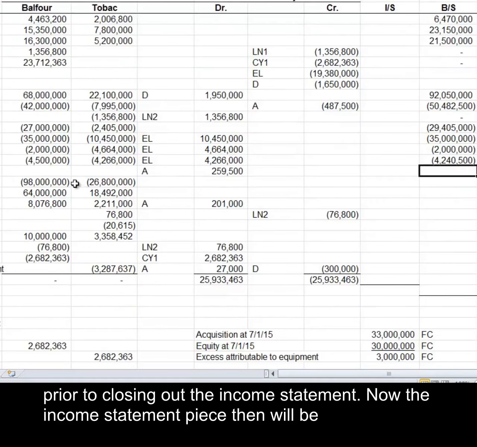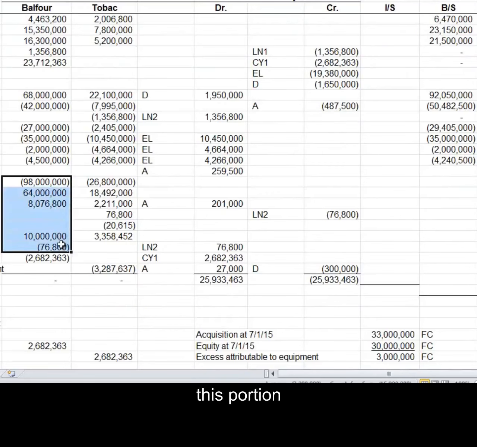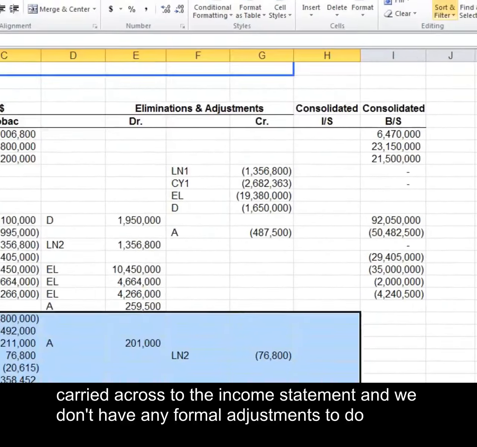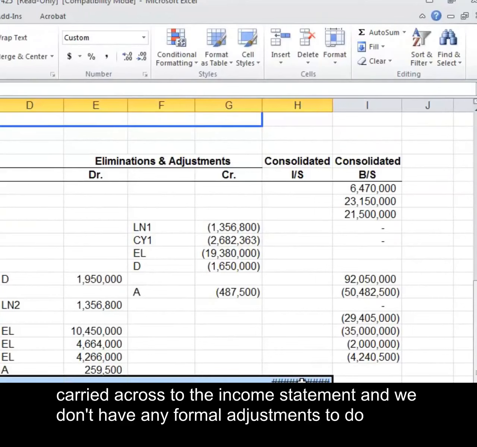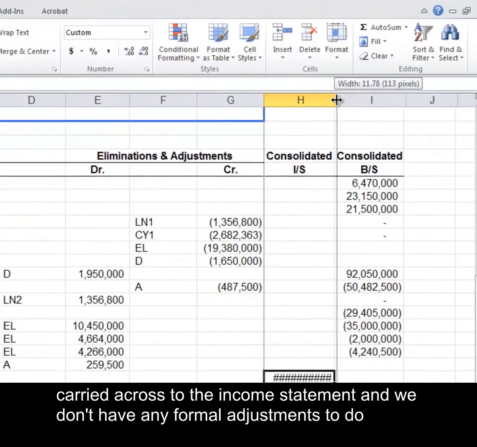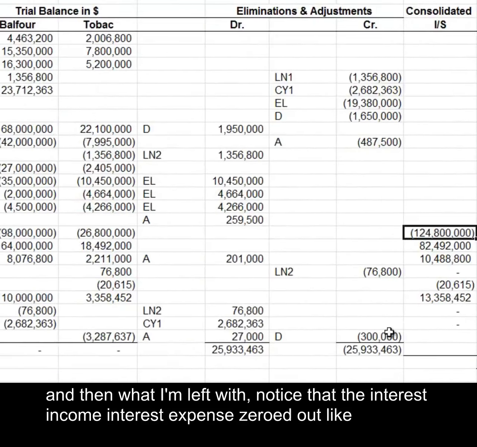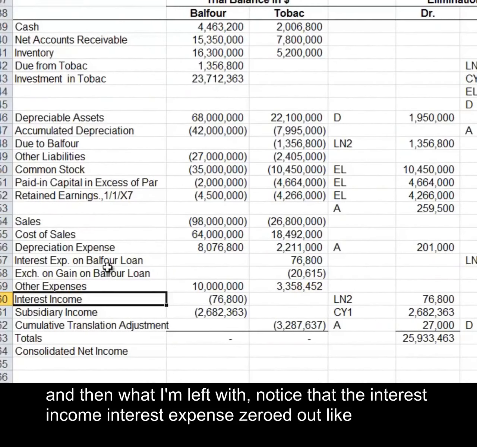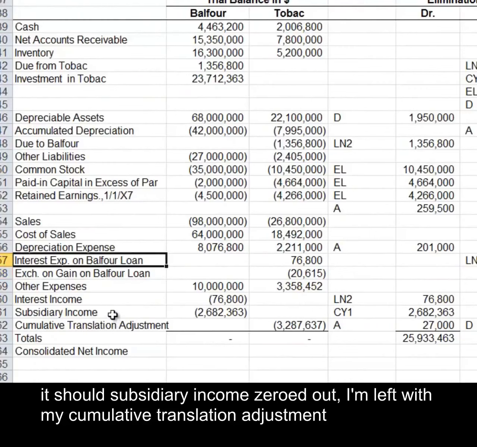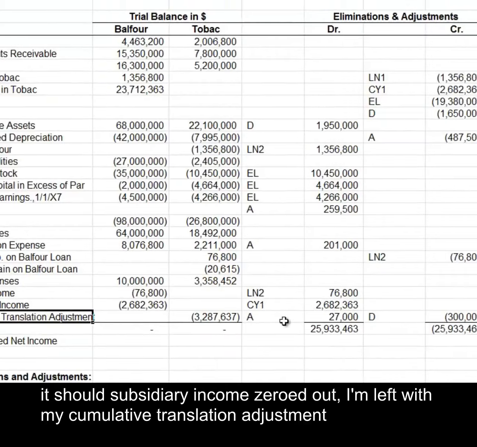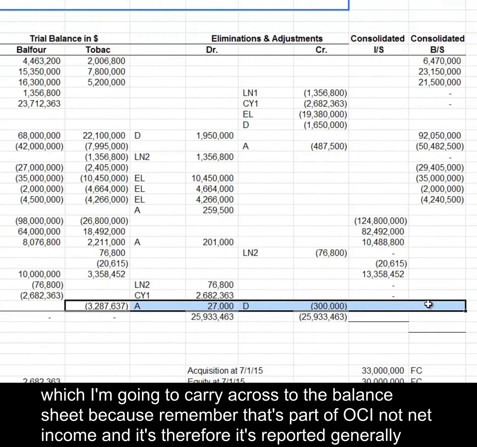Now the income statement piece will be this portion carried across to the income statement, and we don't have any formula adjustments to do because everything was on a single line. And then what I'm left with, notice that the interest income, interest expense zeroed out like it should, subsidiary income zeroed out. I'm left with my cumulative translation adjustment, which I'm going to carry across to the balance sheet, because remember that's part of OCI, not net income, and therefore it's reported generally in equity, and we carry that across.